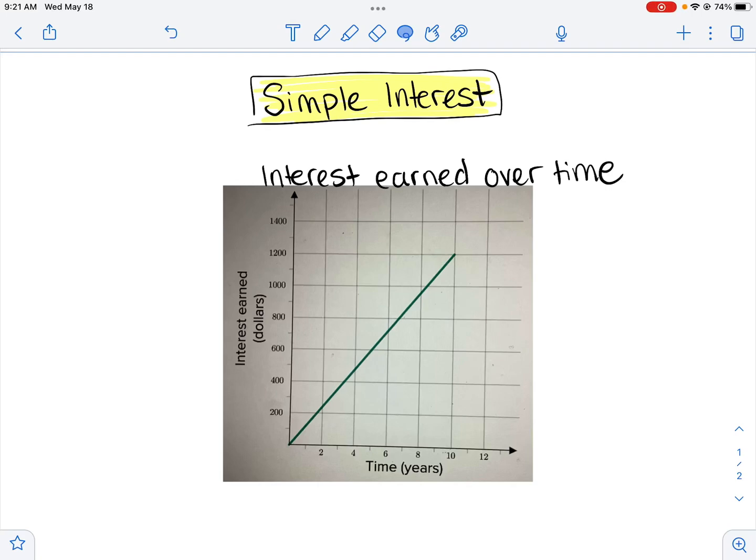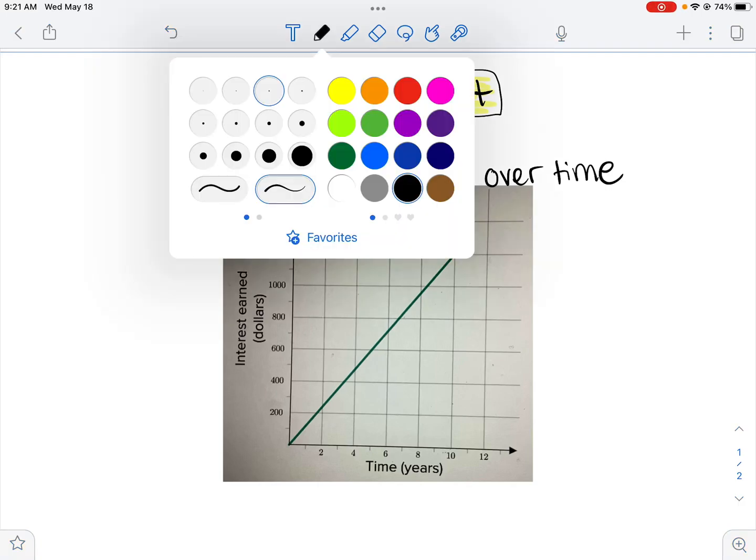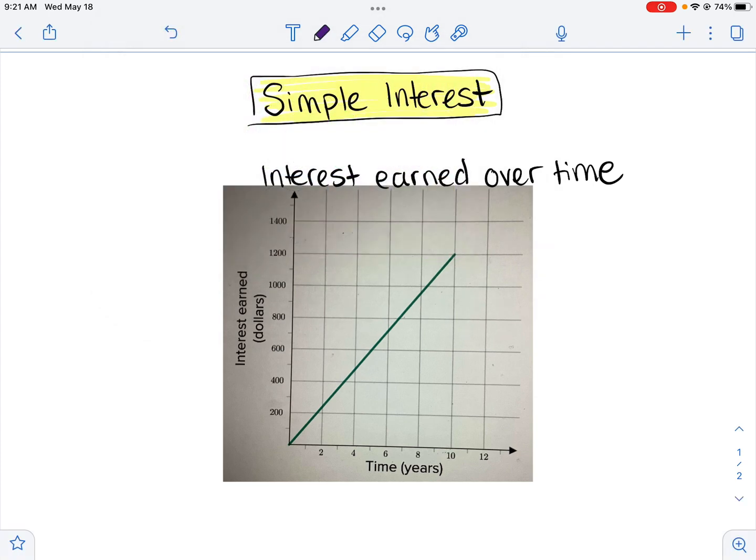Hey, this is just another thing about simple interest, but this time we're looking at some graphs. Okay, so here this first graph is a graph of someone's interest that they've earned over time. So the y-axis shows the interest that they've earned in dollars, and the x-axis shows the amount of time that goes by. So like at 0 years, they've earned $0 of interest, which makes sense. They just have their initial investment. And then we can see as time goes by, they earn interest every year.